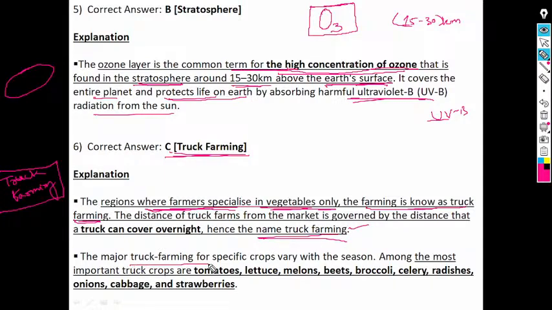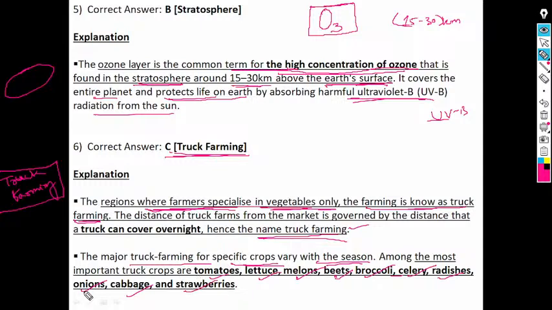The major truck farming crops vary with the season. Among the most important truck crops are tomatoes, lettuce, melons, beets, broccoli, celery, radishes, onions, cabbage, and strawberries.